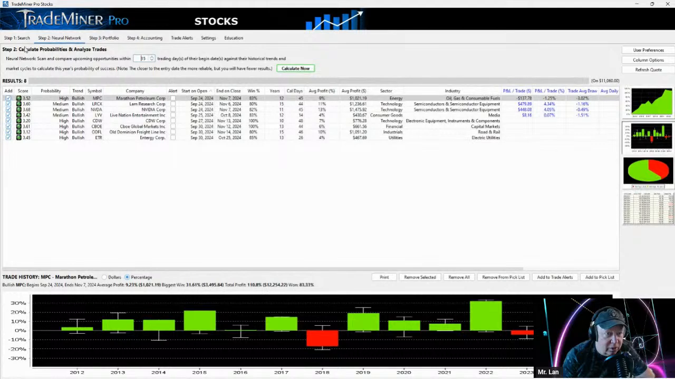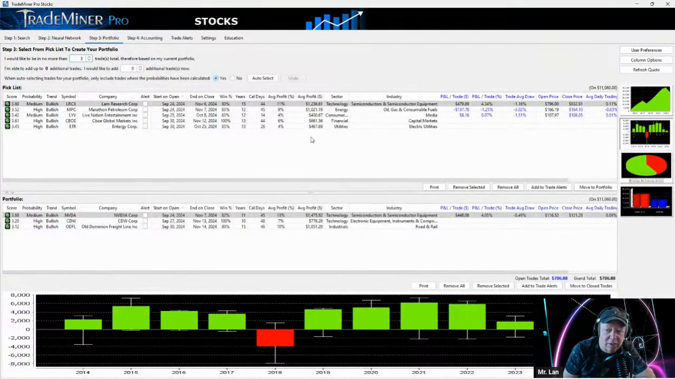So that's the neural network. And then we get into the search, and we didn't do any new searches. But that's okay, because there wasn't a whole lot to search on, because we're starting a new month coming pretty soon. We'll do that next week. All right? And that's Trade Miner. That's how we ended the day.